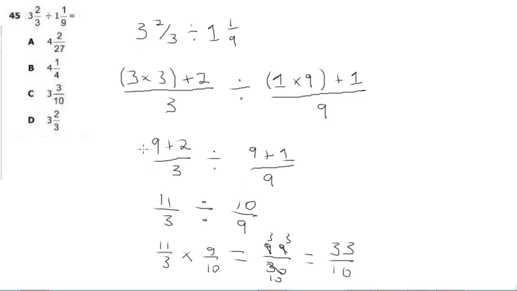The answer is still an improper fraction, but we need it to be in mixed fraction form. So we say 10 into 33. How many times does 10 go into 33? 10 plus 10 plus 10 gives us 30. So it goes into 33 3 times with a remainder of how many? 3. And then we keep the denominator, which is 10.